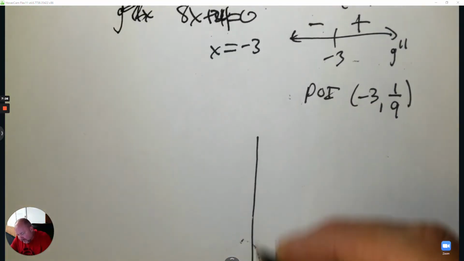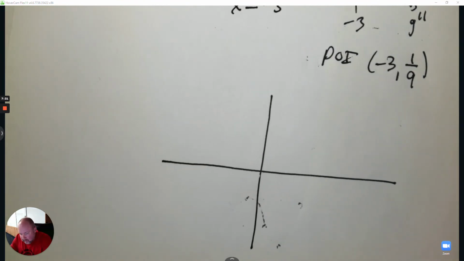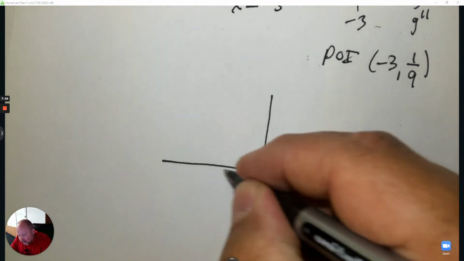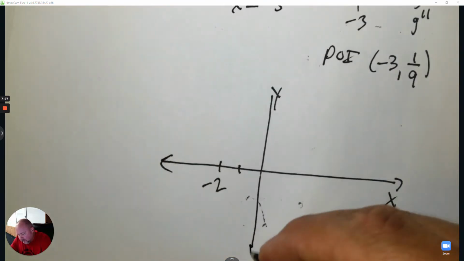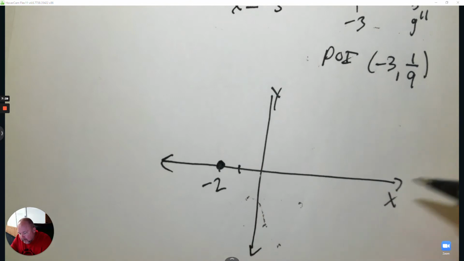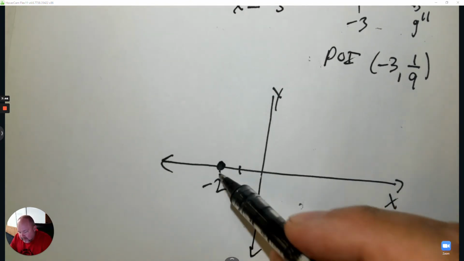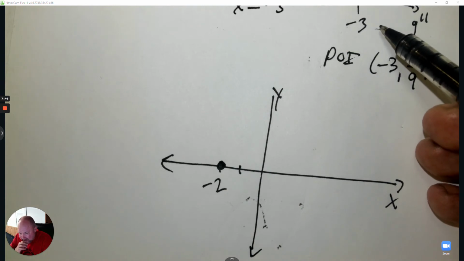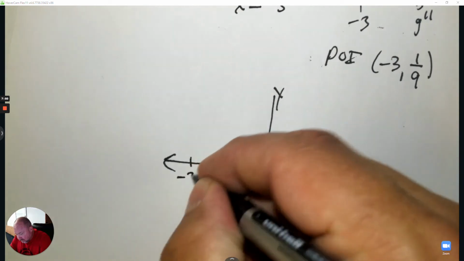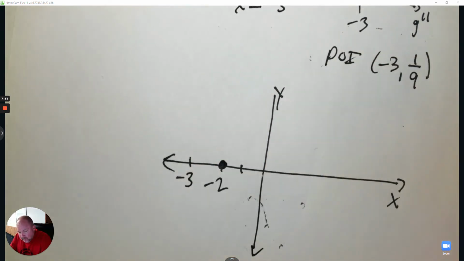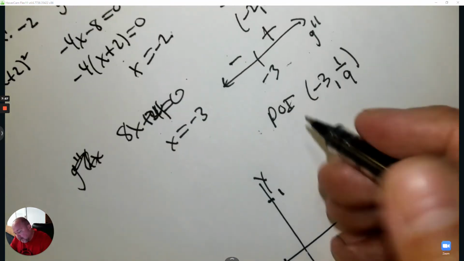We're going to graph this. So we have a point at negative 2. We have another one at negative 3, there's no y-intercept. We have an asymptote at 1.